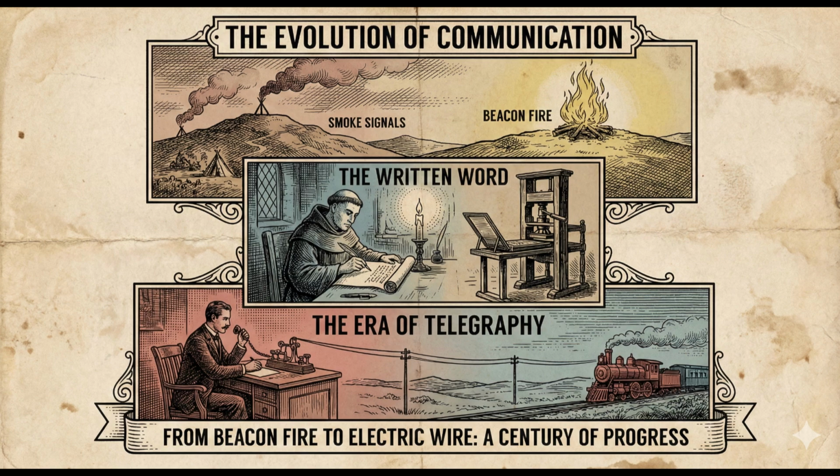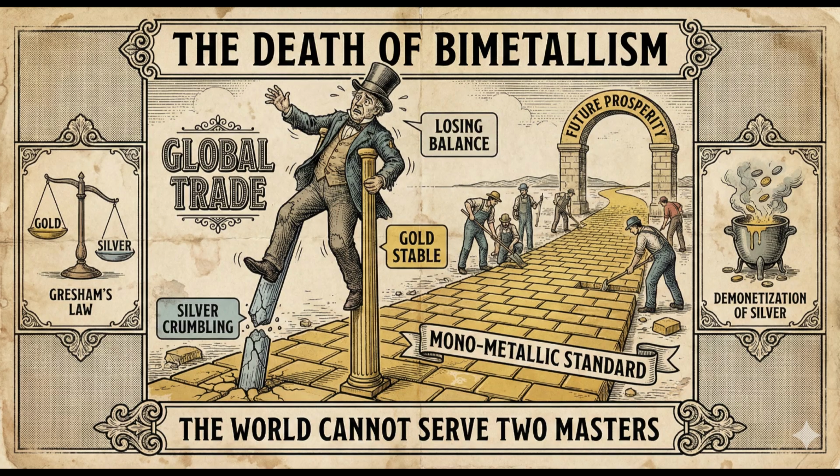5. The transition from bimetallism to the monometallic standard. The climax of early modern monetary history was a gradual and painful realization that the world could not serve two masters. For centuries, the bimetallic system, where both gold and silver functioned as co-equal standards, had been the norm. But the inherent instability of this system, plagued by the seesaw of Gresham's law, eventually became an intolerable burden for the industrializing nations of the West.